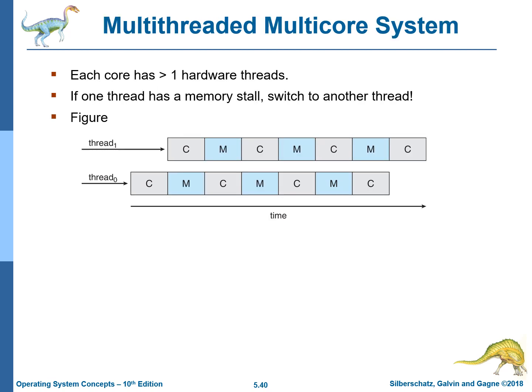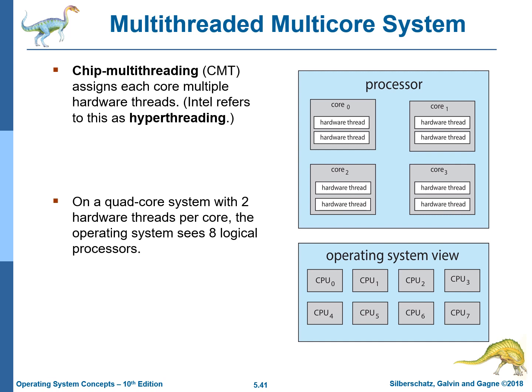Multi-threaded multi-core system. Each core has more than one hardware thread. If one thread has a memory stall, switch to another thread. You can see the figure below. Chip multithreading assigns each core multiple hardware threads. Intel refers to this as hyper-threading. On a quad-core system with 2 hardware threads per core, the operating system sees 8 logical processors.